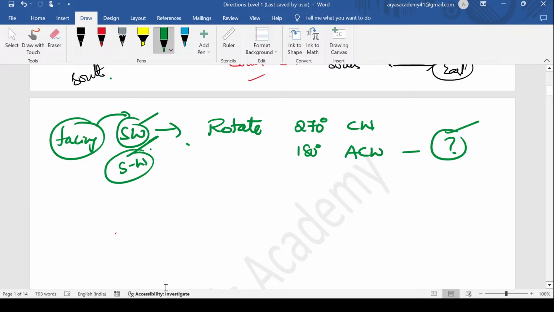Then I will rotate first 270. You have to follow the order. If you change the order, the answer will change. First 270 clockwise and then 180 degrees anti-clockwise. What would be my direction after rotating twice? Anybody with the answer?